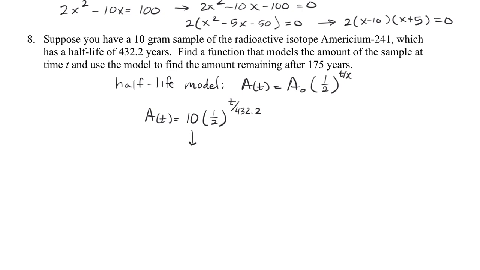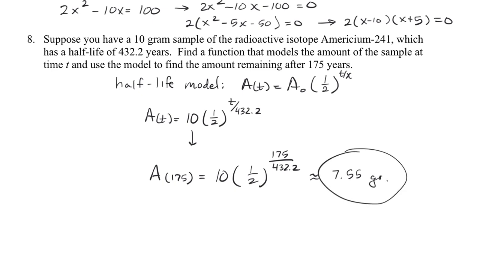Now they want us to answer how much of the 10 gram remains after 175 years. So that 175 years is just the value of time that goes right here. So the amount after 175 years is going to be found using this. So this is a calculator problem. And there's going to be 7.55 grams remaining.